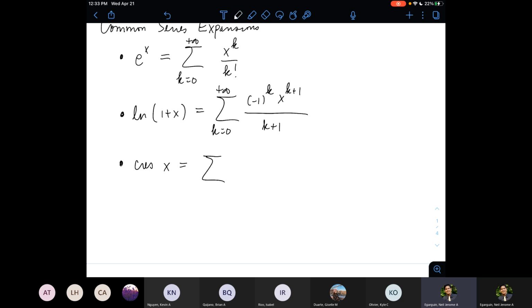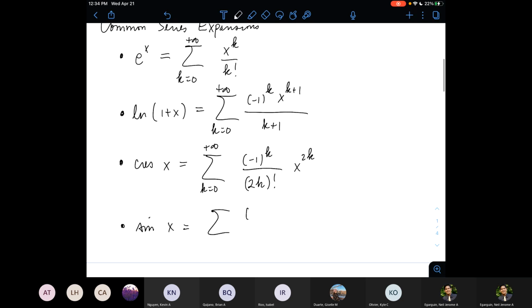Cosine will have this form, negative 1 to the power k over 2k factorial, x to the power 2k, k going from 0 to infinity, while sine will have this expansion. All right. So at least these series expansions should be memorized, at least for the exam.